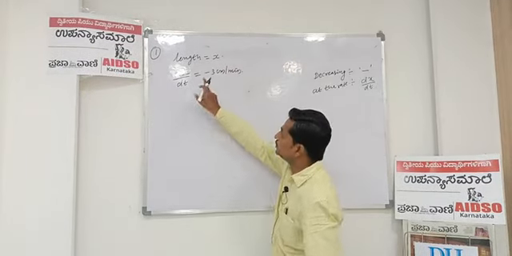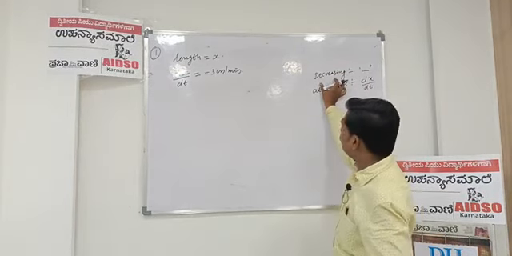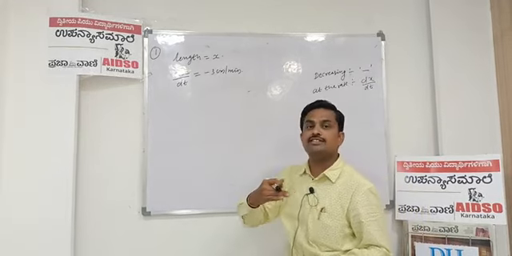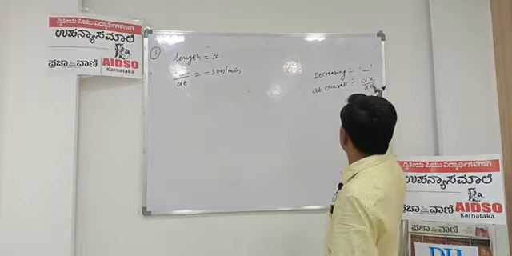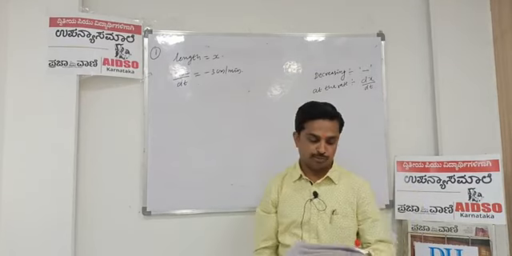Why are we introducing the minus? As I have given you the rough data, decreasing means we have to take the minus sign, and x is given at the rate of, so dx by dt is equal to minus 3 centimeter per minute.